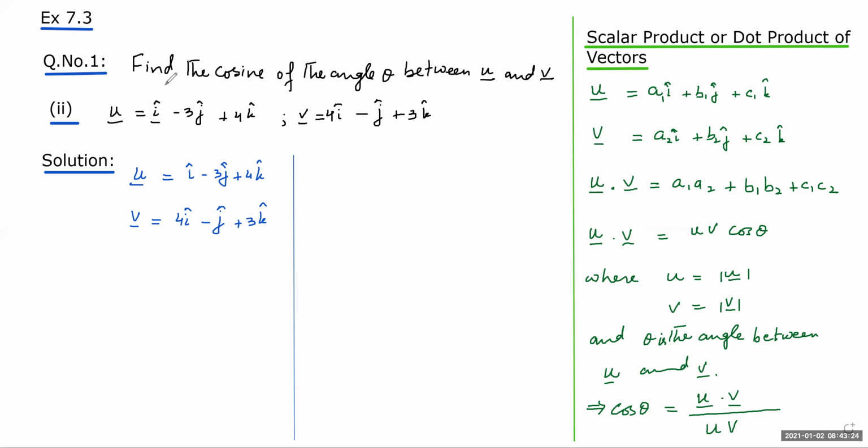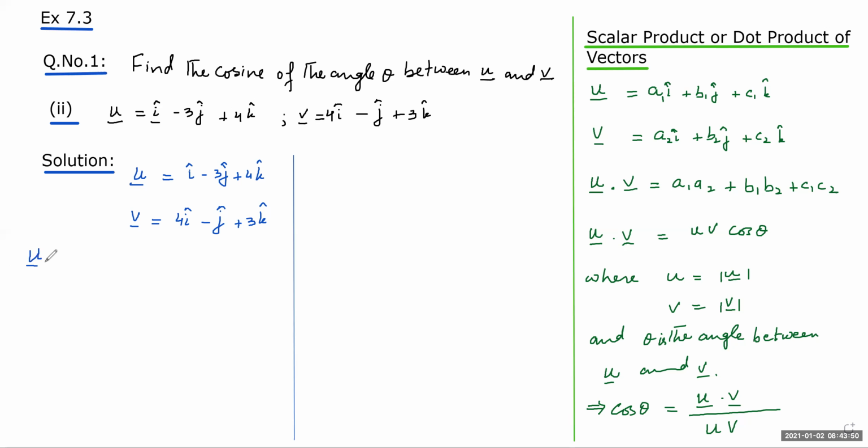Now let's get to our question. The problem is to find the cosine of the angle between u and v, these two vectors. We are going to do part 2. Vector u is equal to i minus 3j plus 4k, and vector v is equal to 4i minus j plus 3k. Start the solution. I have written the vectors u and v, and now I'm going to find u dot v.